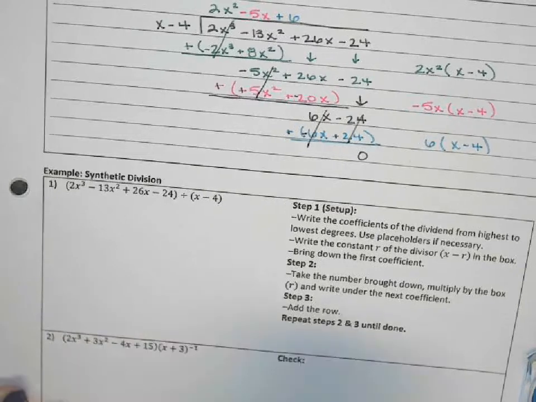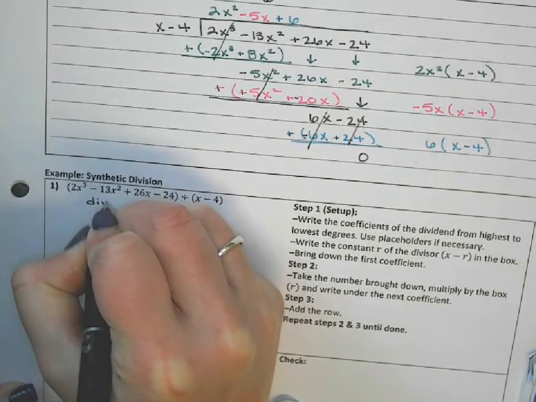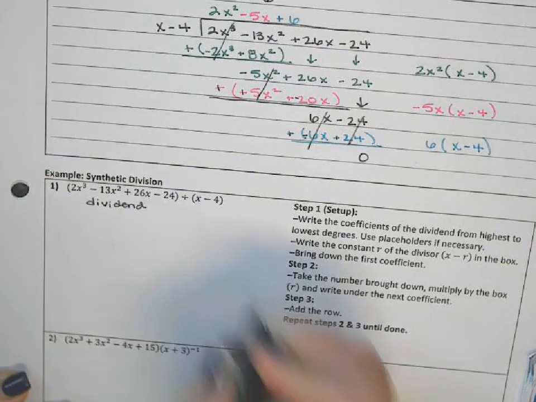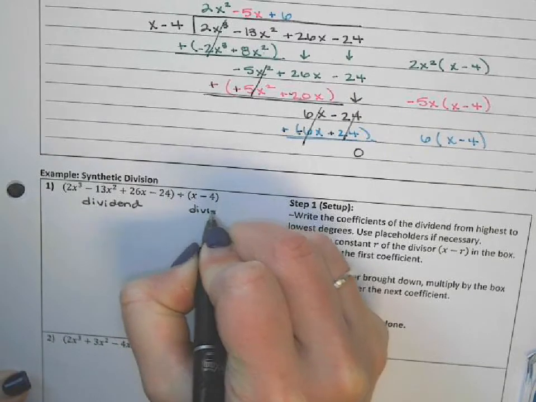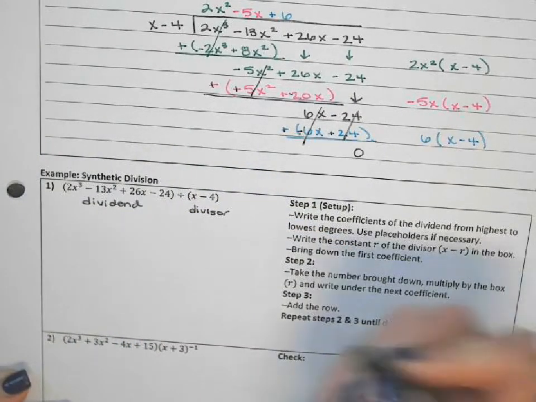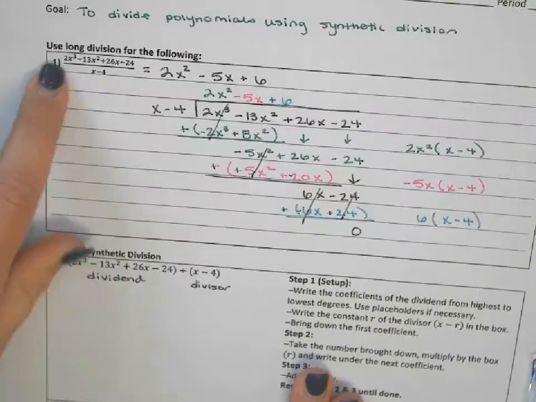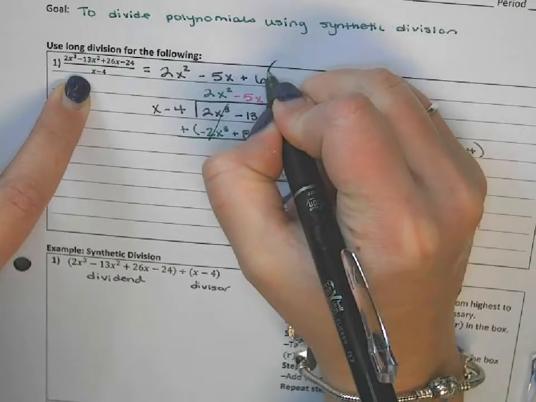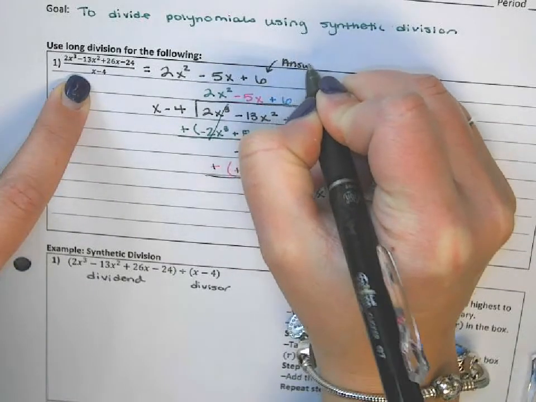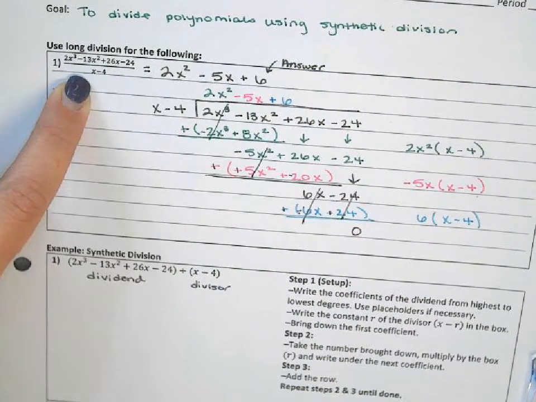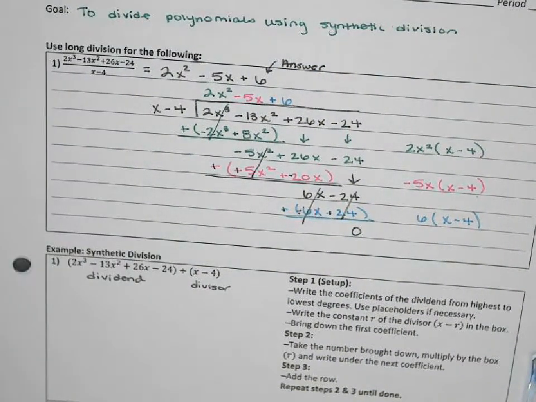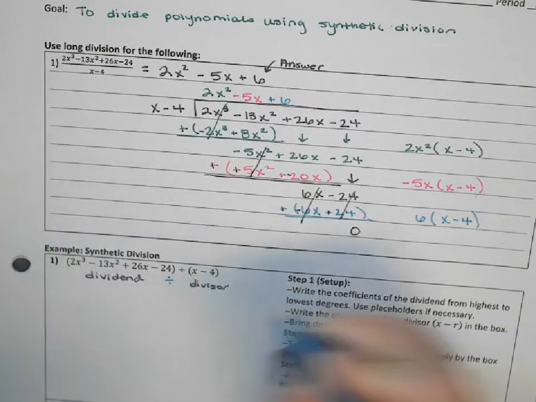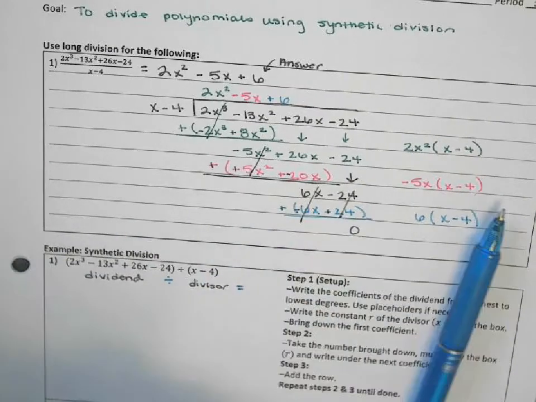So let's label these actually. This is the dividend. This is your divisor. And then our answer is what we get. So up here, the top was the dividend, the bottom is the divisor, and then this here was our answer. So we do a dividend divided by the divisor equals an answer.